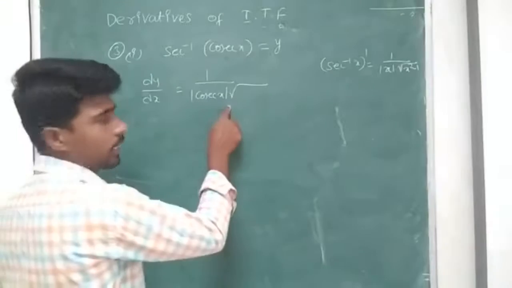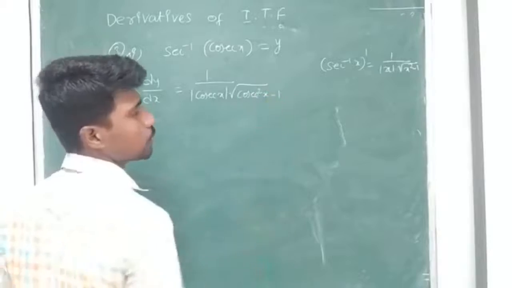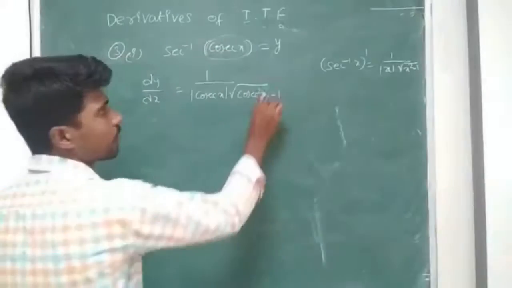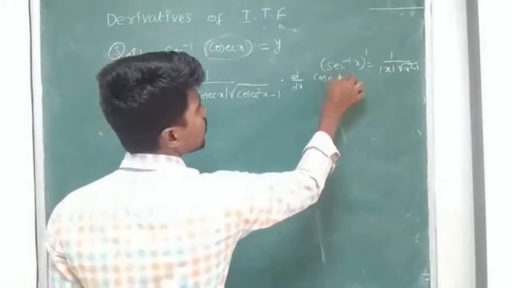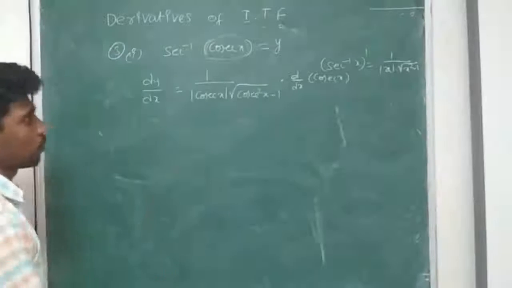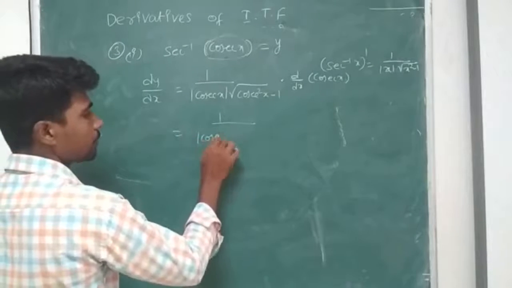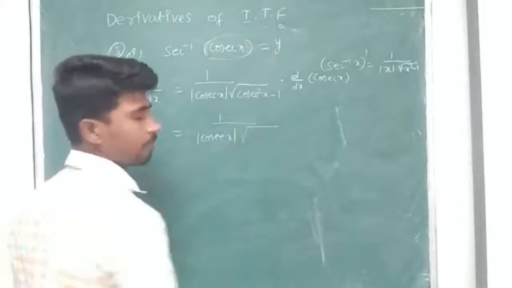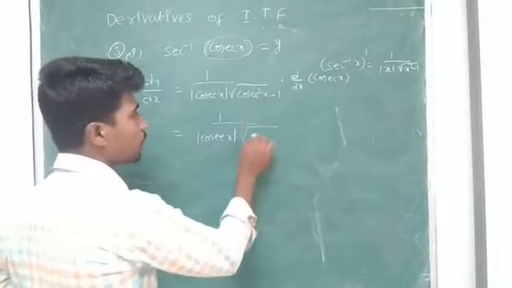Mod cosecant x into root of cosecant square x minus 1. So this I felt as x, but it is not x. I have to do differentiation of the particular thing, dy by dx of cosecant x. So now what we get? 1 by mod cosecant x into root of cosecant square x minus 1, which is nothing but cot square x.